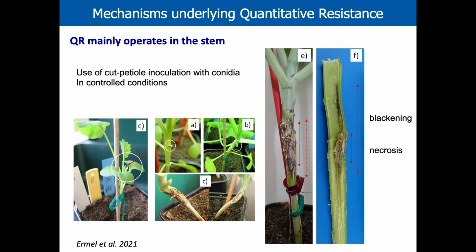We developed a new inoculation method to study quantitative resistance action in the stem. At 3-leaf stage, we cut the petiole of the second leaf and put 10 microliters of conidia solution on the petiole section. Leptosphaeria maculans migrates to the stem and necrosis appears 15 to 20 days post-inoculation. Here you can see external and internal symptoms with typical necrosis and tissue blackening.